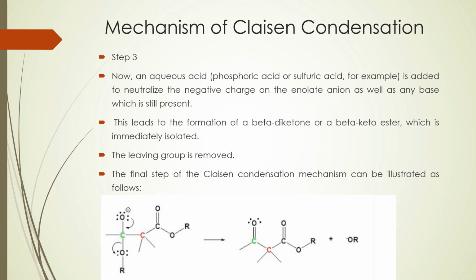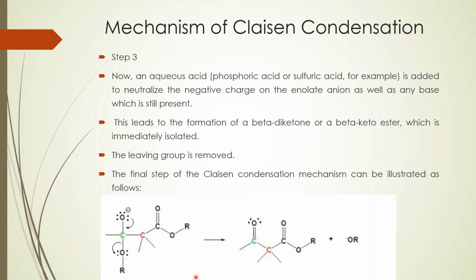Now step 3. An aqueous acid like phosphoric acid or sulfuric acid, for example, is added to neutralize the negative charge on the enolate anion as well as any base which is still present. This leads to the formation of a beta diketone or a beta keto ester, which is immediately isolated, and simultaneously the leaving group is removed. The final step of the Claisen condensation mechanism is illustrated here.